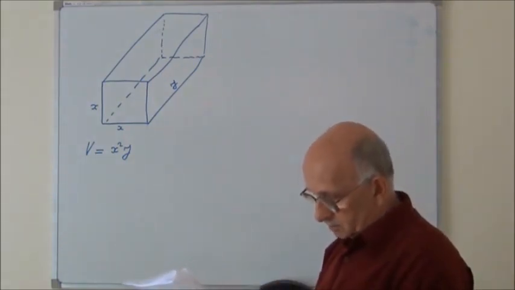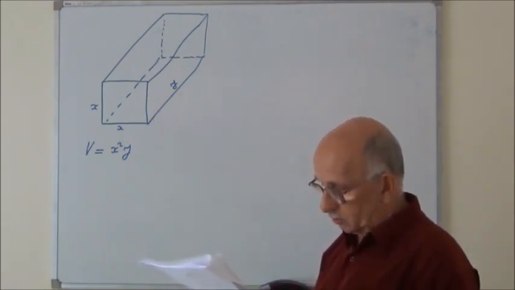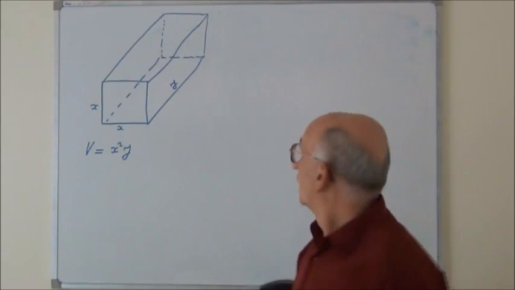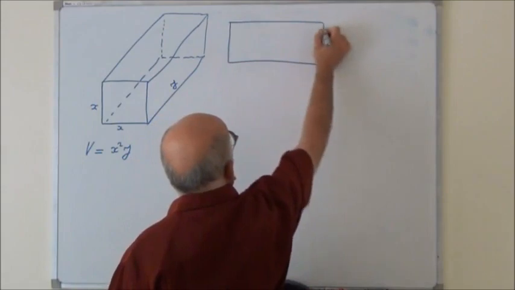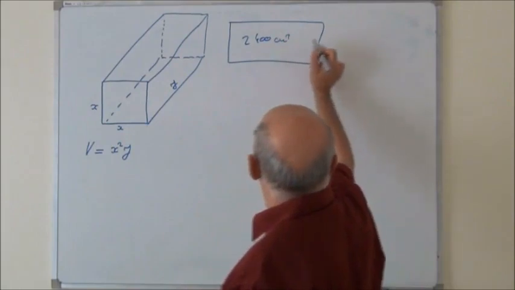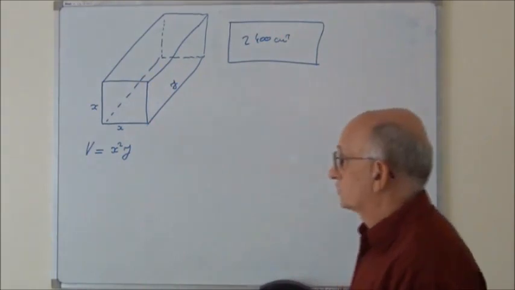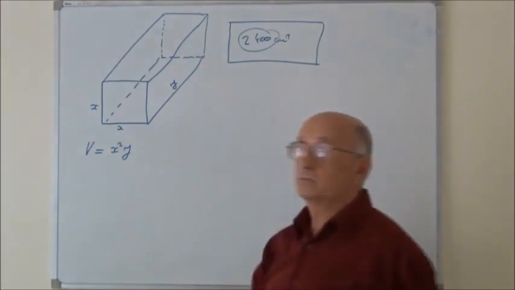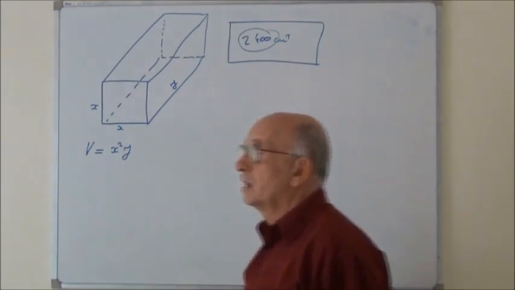So here they are telling us that this box is made from cardboard of 2,400 centimeters squared. So we have one piece of cardboard, 2,400 centimeters squared, and cutting this piece of cardboard and folding, we are making that box. Now this number is very important for us to set the equation for the relation between x and y.